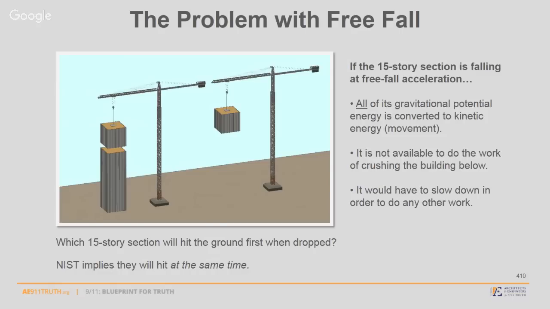We pull the lever on these magical cranes at once and drop them. What happens? Well, according to NIST, they'll hit the ground basically at the same time. In other words, ignoring the structure below it, letting both of them accelerate straight down until they fall.